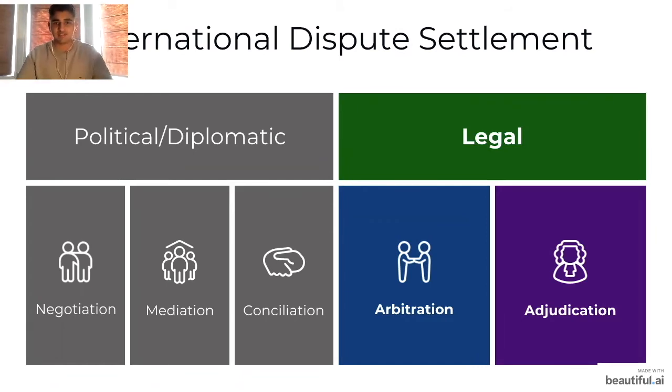Now, if the states are not able to diplomatically make amends or settle their issues, they can then use legal methods. We'll be looking at two of them. First is arbitration, and the other one is adjudication, aka litigation or court action. We'll be looking at the differences between them and exactly who will decide each case.